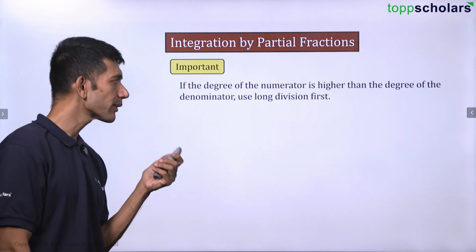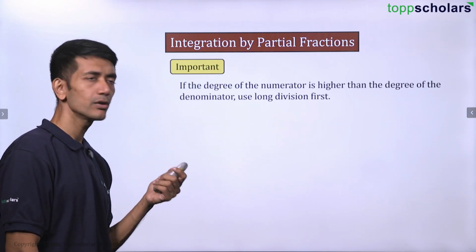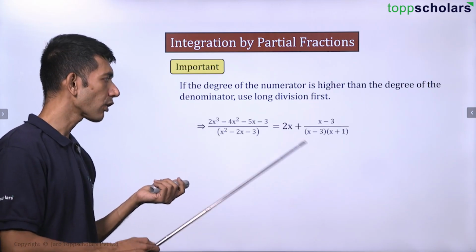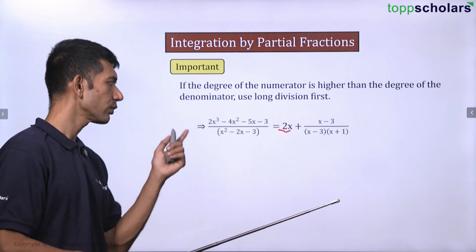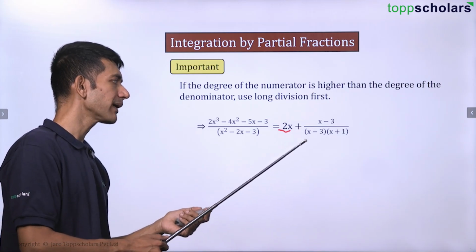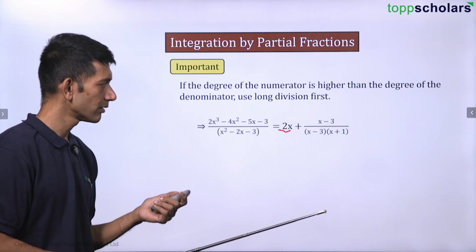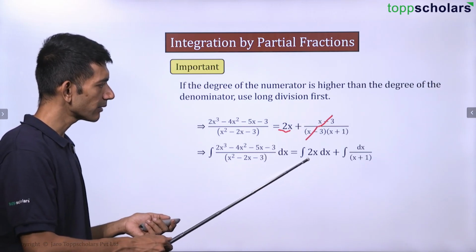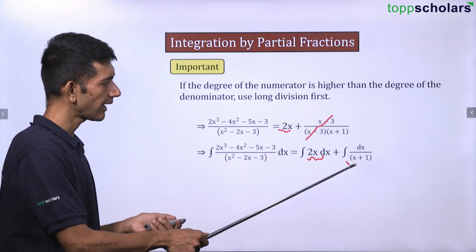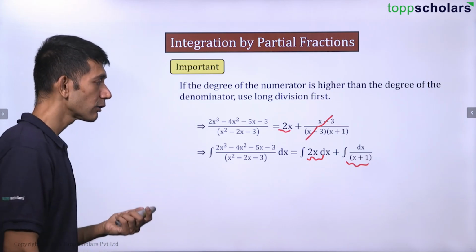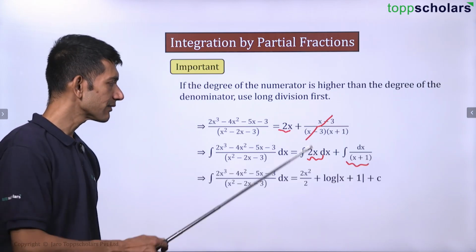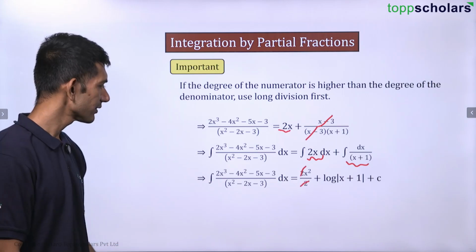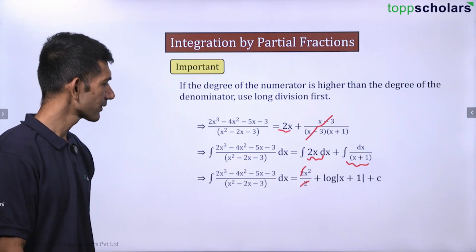So if the degree of the numerator is higher than the degree of the denominator, we'll use long division first. We'll do long division. This is the quotient as you know. Then you get x minus 3 by x minus 3 into x plus 1. You can solve that further. X minus 3 gets cancelled. This becomes integration 2x and then integration 1 by x plus 1, which is log of x plus 1. That's it. And this becomes x square by 2. This is the final answer. Simple? Okay.